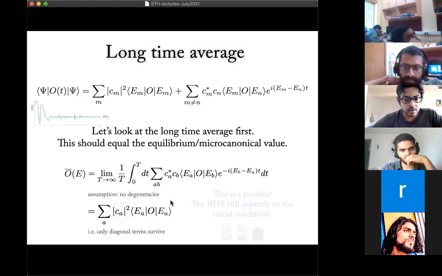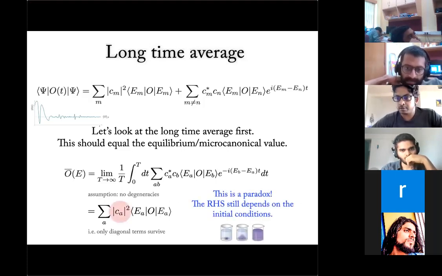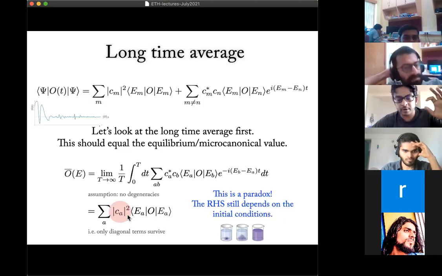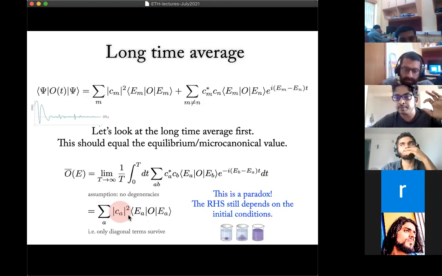Okay, but this is a paradox, right? Note that you started with some initial state whose linear combination involved these numbers, C_A. But you take the long time average, and it still depends on the details of the initial state. The dependence on the initial conditions is still there. Okay, this is like a paradox.